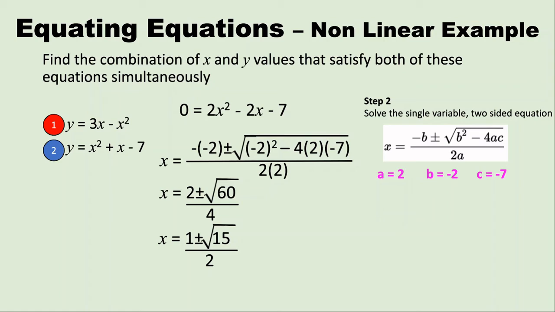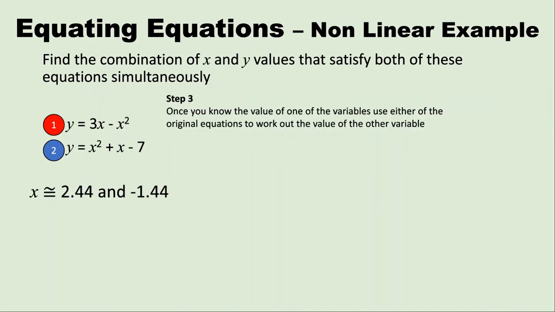That's still exact, but if I want to find my two values for x, I do actually need to calculate this out to find one answer when I'm adding the square root 15 and one answer when I'm subtracting the square root 15. So my two rounded answers are 2.44 and negative 1.44. So I've got two possible values for x, and both of those values were rounded to 3 significant figures, as it's generally asked on an exam. So step 2, we're done.